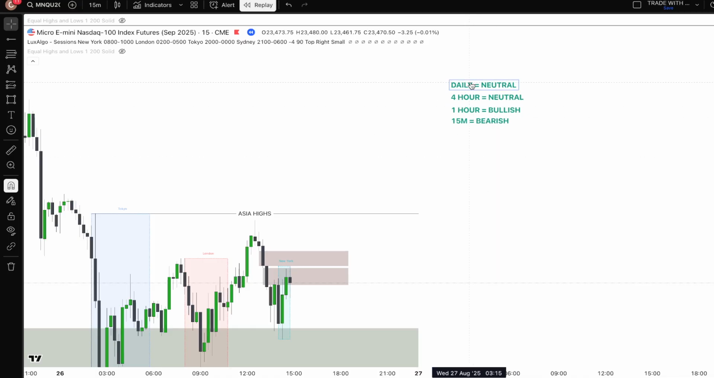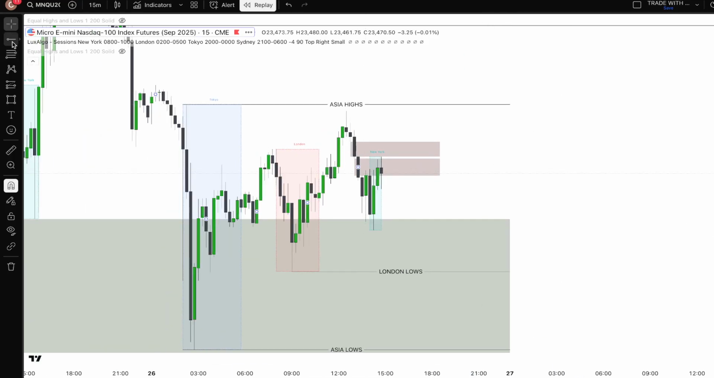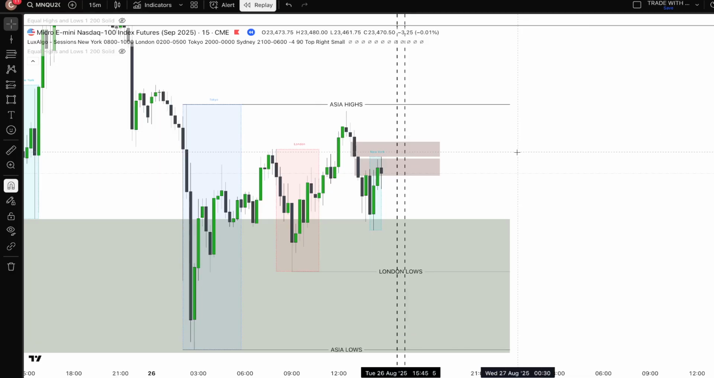So now we have the daily neutral bias, 4-hour neutral bias, 1-hour bullish bias, and 15-minute bearish bias. So we basically have a neutral bias on the day: bearish, bullish, neutral, neutral. So I am neutral, waiting for the macro to open and see if we can get anything. So 1545 to 1415.